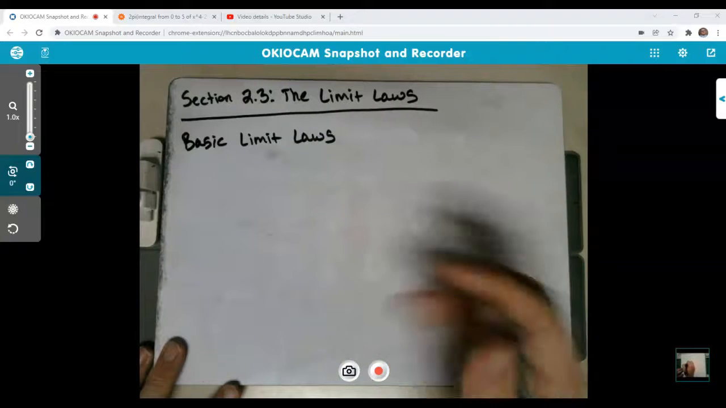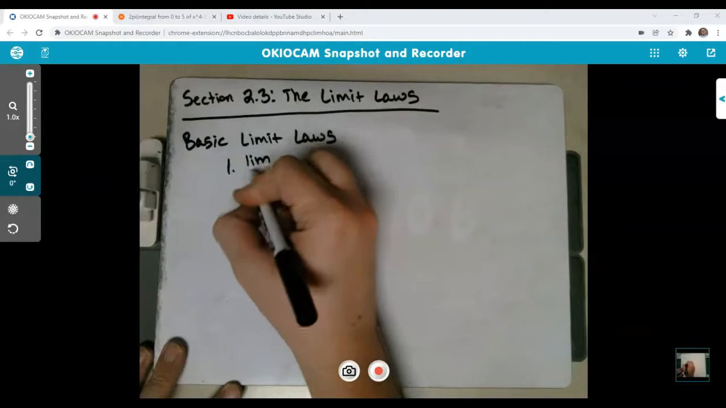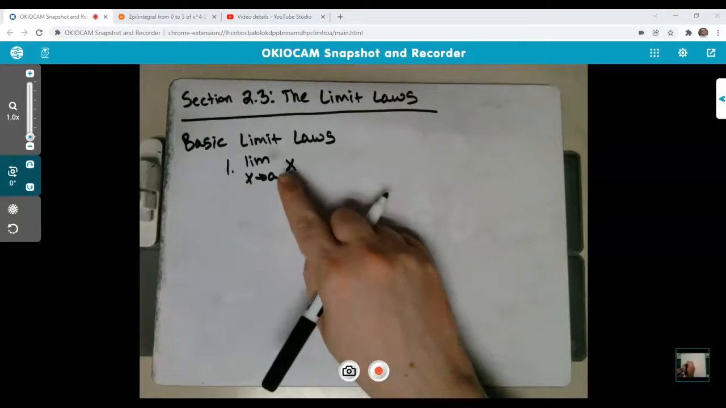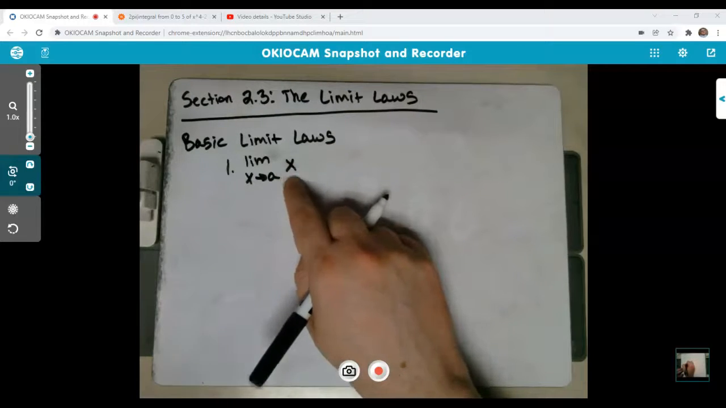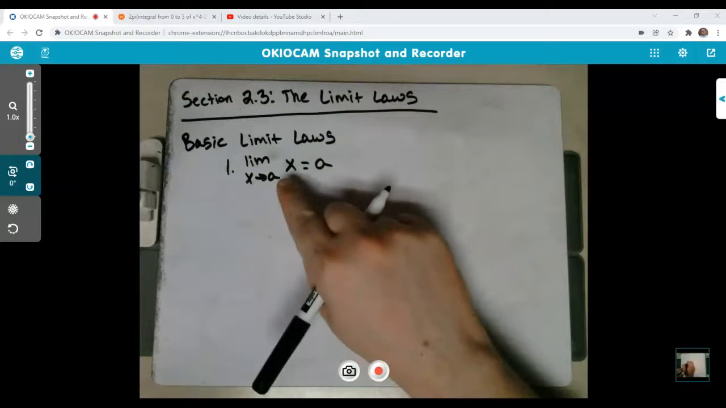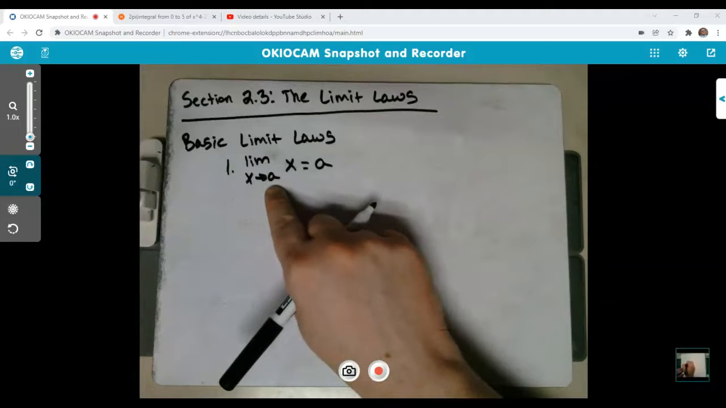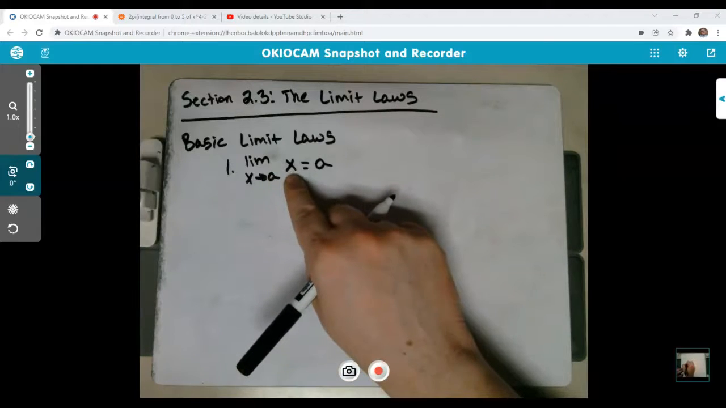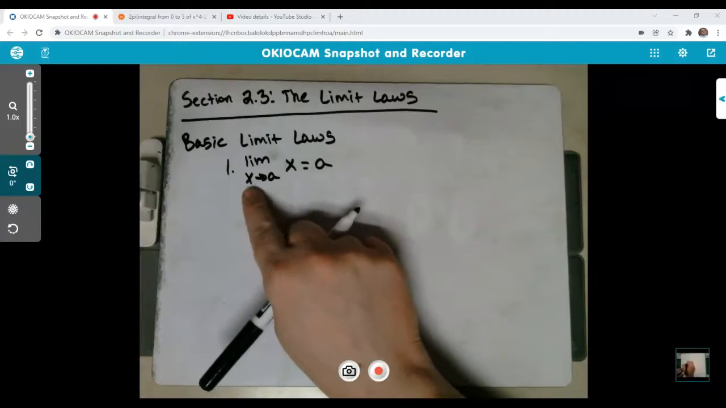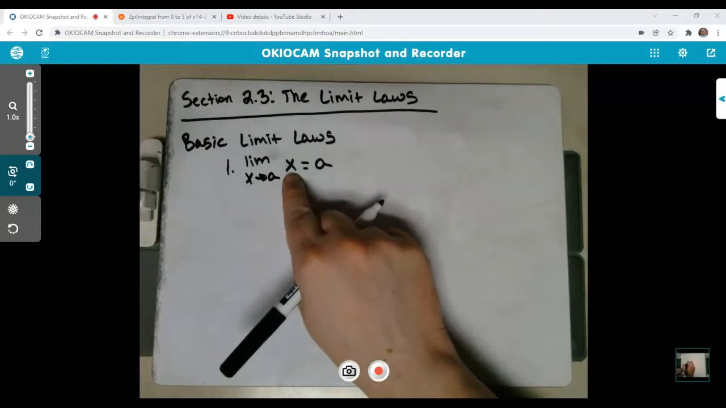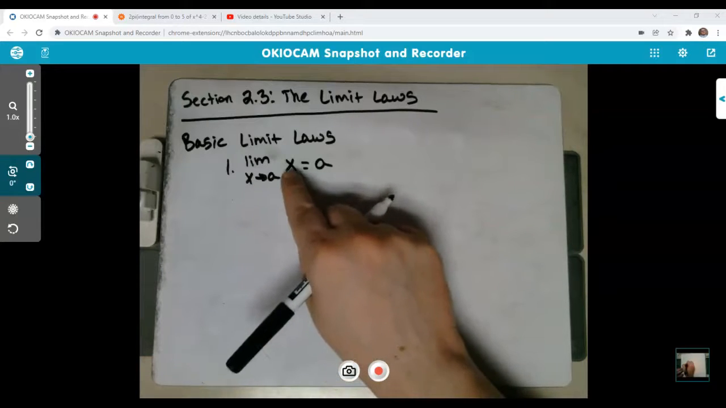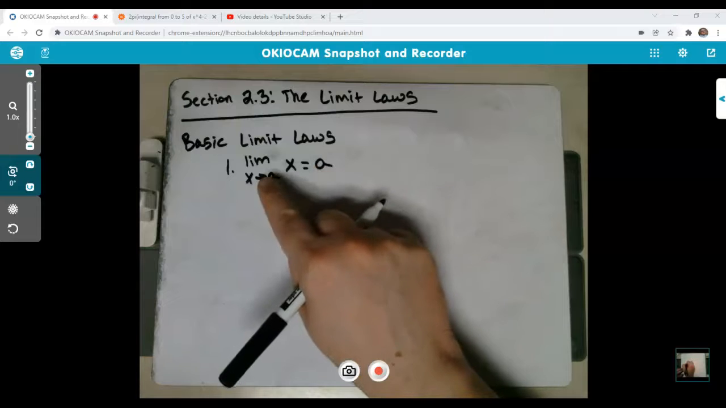Real basic, okay? The first one is that the limit as x approaches a of x. So if it's just an x, the answer is a. Let's think about y, okay? As x is approaching a, I'm wanting to know what x gets close to, right? Because that's what I'm saying right here. But as the notation states, x is approaching a. So it makes sense that x is approaching a because that's what we wrote down here. So if it's just an x, it's whatever I get close to, okay?